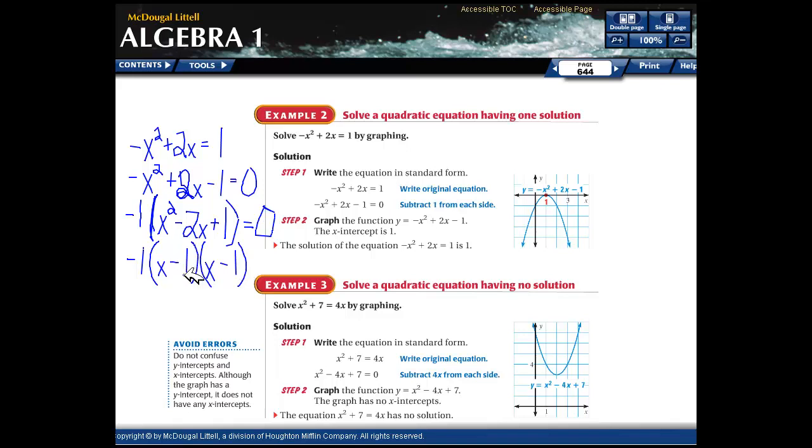So notice that these are both the same answer. So when I set them equal to 0, I'm going to get x is equal to 1 and x is equal to 1. So basically I just have one answer, x is equal to 1. So it's the same process, you're just going to get a different kind of answer.